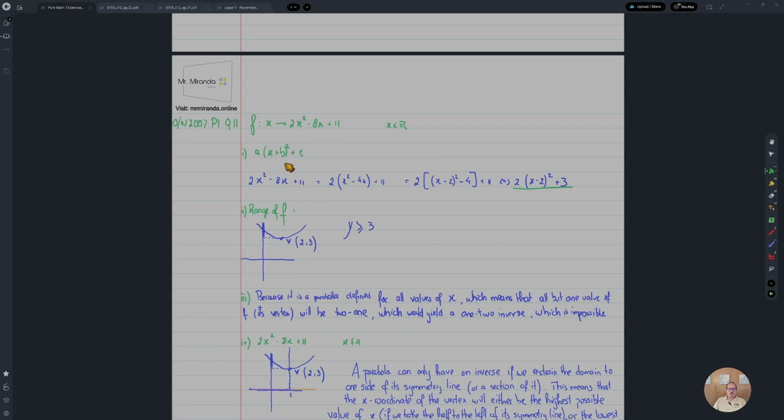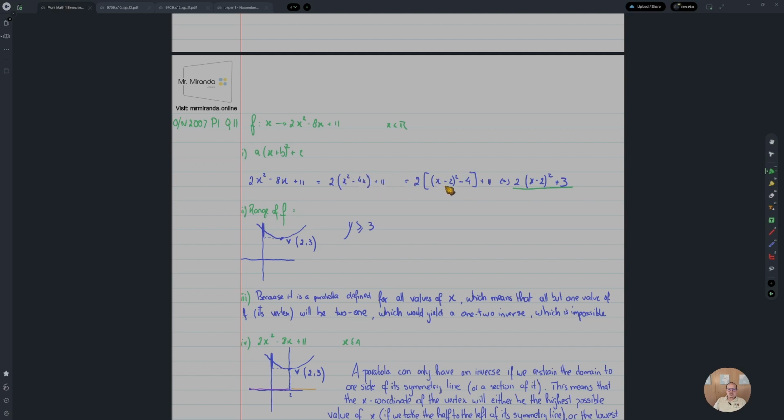So to have this completed square form, you should always factorize the coefficient of x squared, 2 in this case. But I'm just factorizing this part of the function, not 11. So I have 2 open brackets x squared minus 4x, plus 11. And then I can continue the completed square form on this section over here.